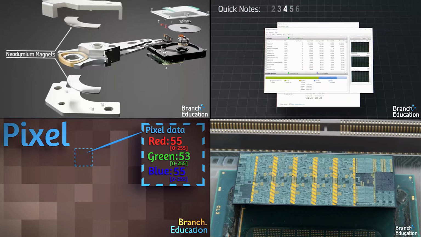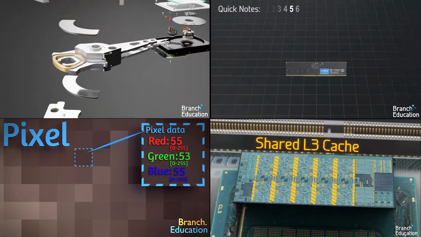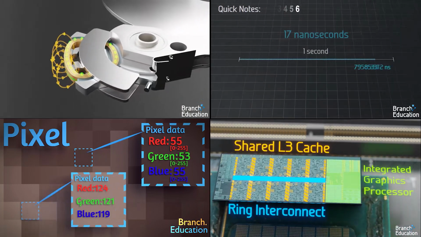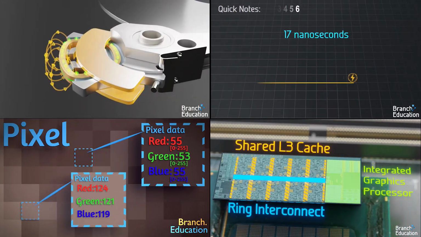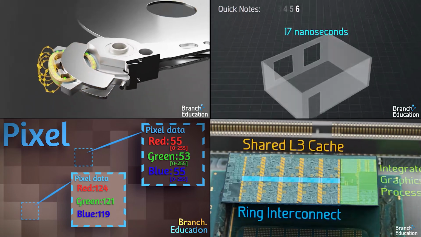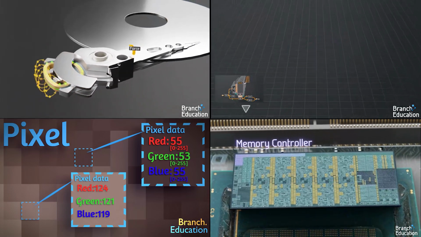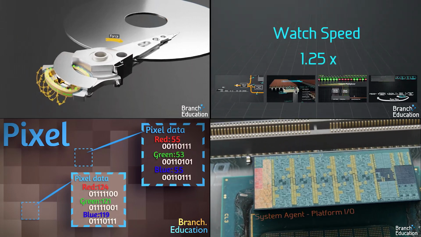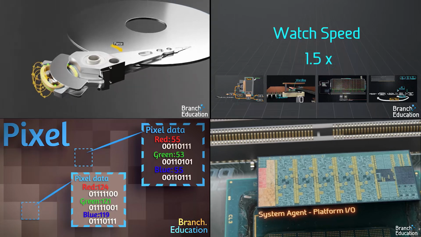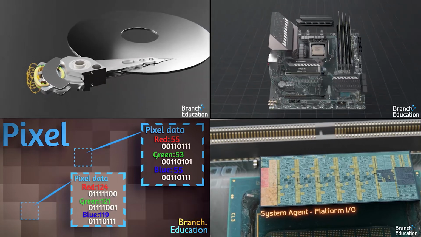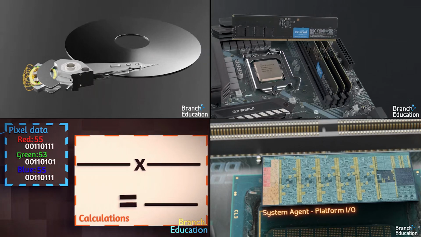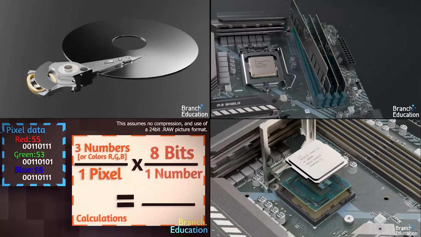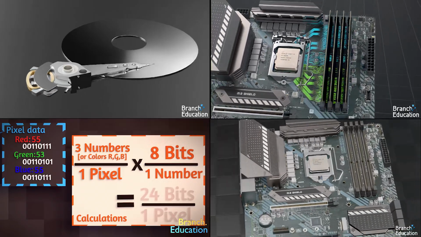To the side of each core is the shared L3 memory cache and ring interconnect. On the far right is an integrated graphics processor which functions as a less powerful GPU. In the top left is the memory controller which sends data to and from the DRAM. And finally, on the far left is the system agent and platform I/O, which communicates with the chipset on the motherboard and manages the flow of data between many of the other components in your PC. So with that in mind, let's move on and look at the motherboard.